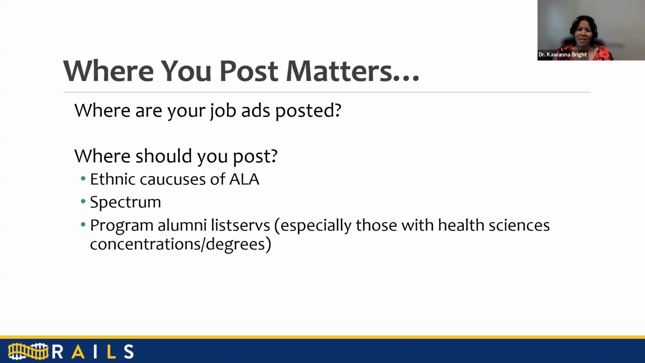Also using program alumni listservs, especially those who, in this case, I said health sciences concentration degrees because that's what I was using for the previous one, but anyone who, and you can look this data up, anyone who is graduating a higher number of BIPOC librarians is a good alumni listserv to have access to, because they're more likely to be able to get your job in front of recent graduates or former graduates, if you're trying to recruit for higher level positions as well.